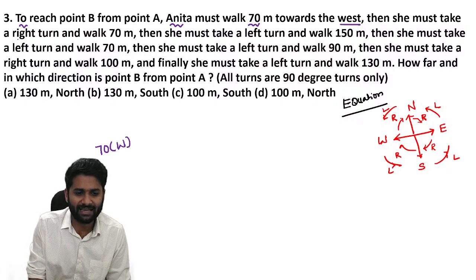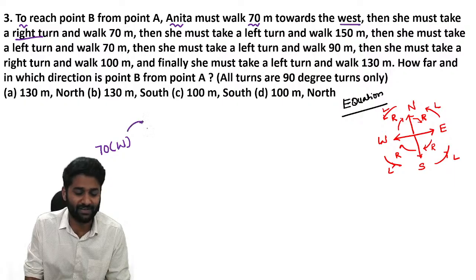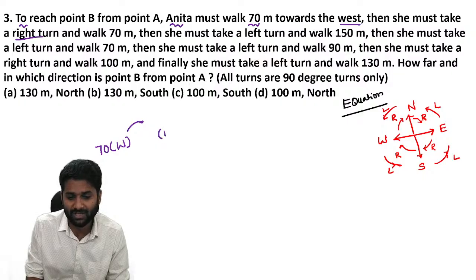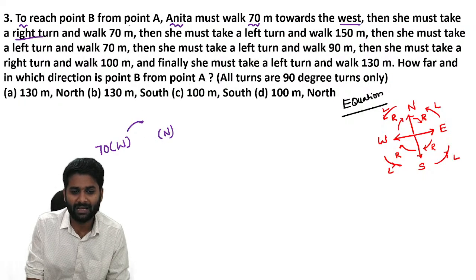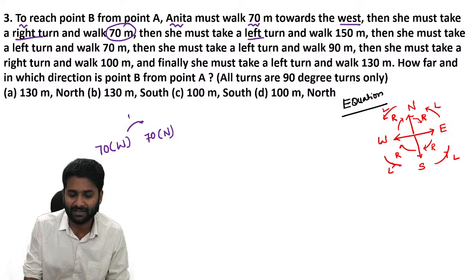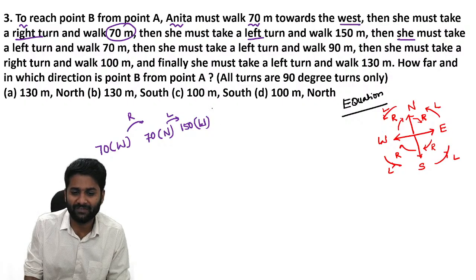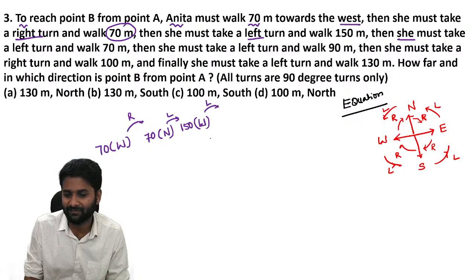Now she must take a right turn. What is the right turn of west? That is important here. West's right side is north. Now the direction of west becomes north, and covered 70 meters. Then again the person takes a left turn. What about the left turn here? North's left turn is west, and she covered 150 meters. And she must take a left turn again. West's left turn is south.